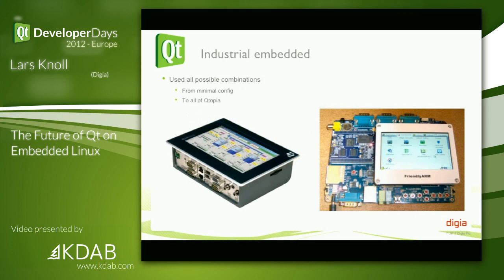At the same time, Qt started getting used on industrial embedded devices for all possible configurations. We had a minimal config with very little RAM, 4 megs, 8 megs, to something where people used the whole Qtopia stack on these devices. On the left-hand side, you see a device which used a relatively small config. The one on the right-hand side had the full Qtopia stack up and running. So that's what happened during Qt 2 times, the early 2000s.